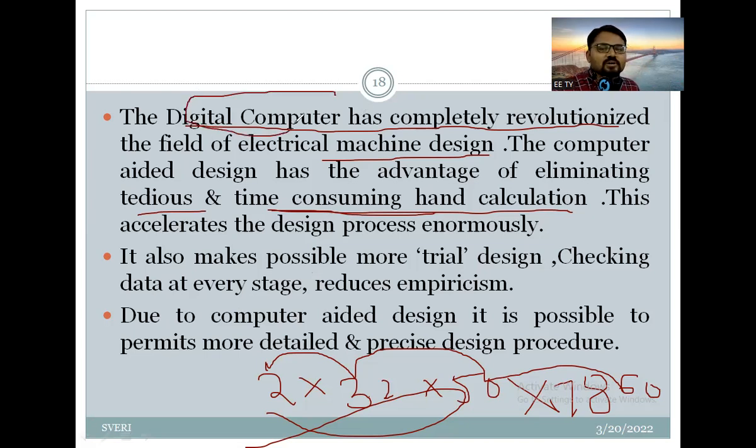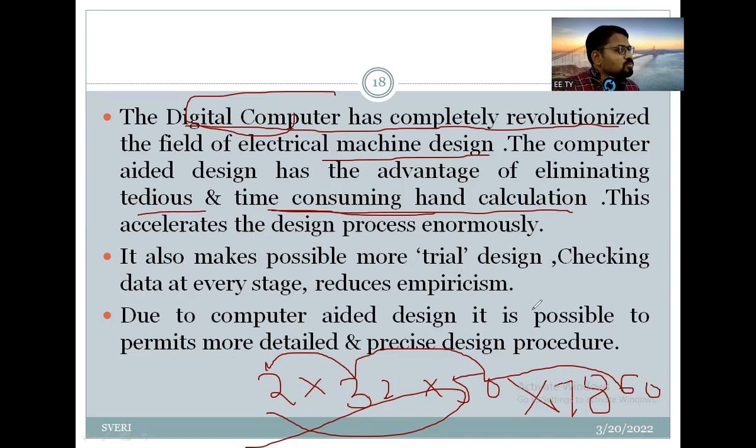This is nothing but the modernization of the digital computer. And due to this, what happened nowadays, the design of machines has become very, very popular, or we can say it is a very fast ongoing process. म्हणजे आधी जेवढा वेळ लागत होता तेवढा वेळ आता लागत नाही.